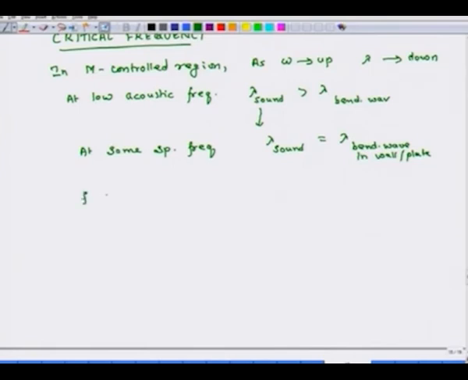So, the frequency at which lambda of sound equals lambda of bending waves is called the coincidence frequency.